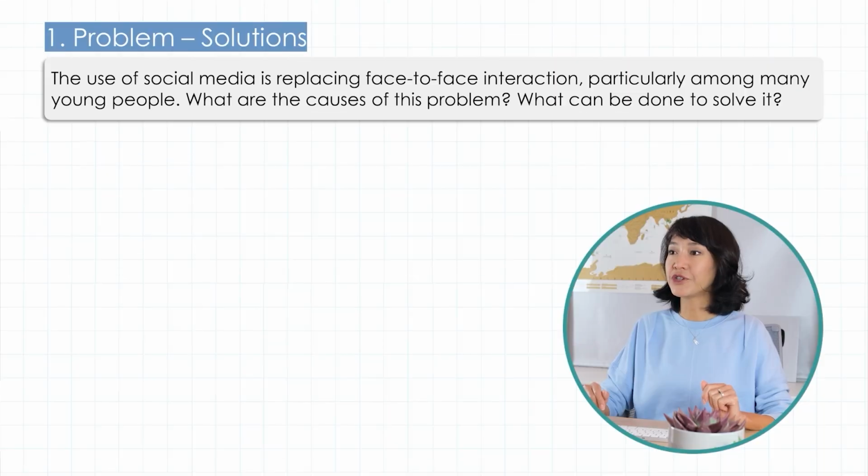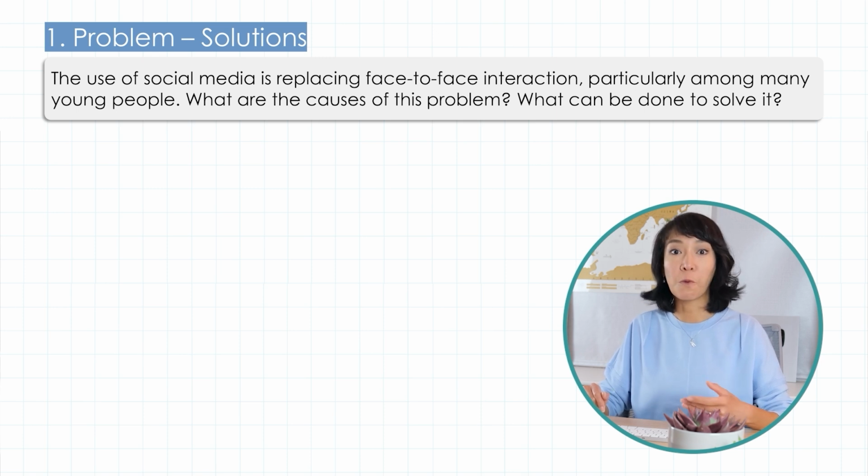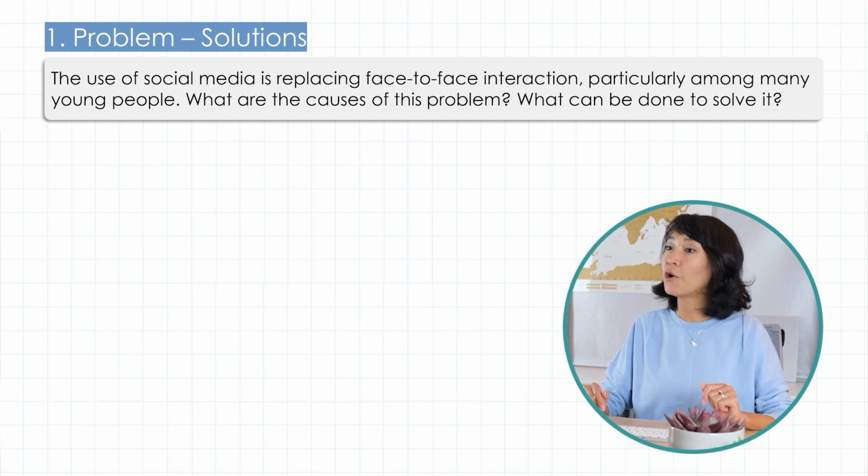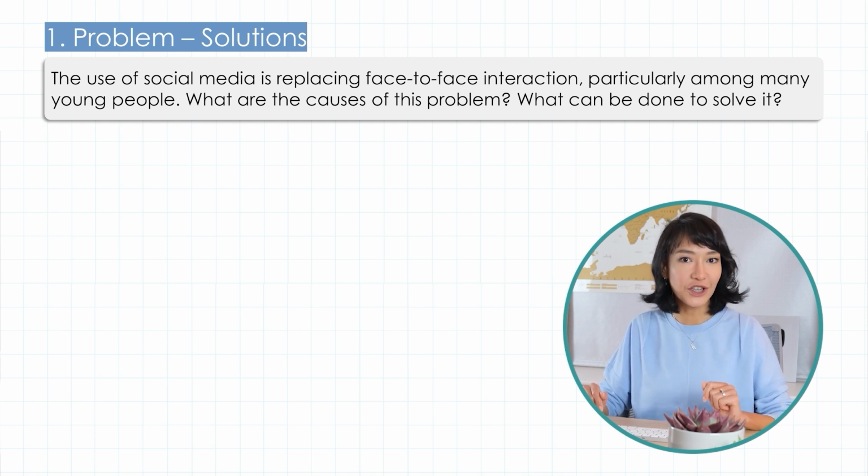The use of social media is replacing face-to-face interaction, particularly among many young people. This is our problem. What are the causes of this problem? Or what are the reasons for this? Why is this? What can be done to solve it? Or what are some of the solutions? To answer these questions, you need to offer several causes and several solutions.